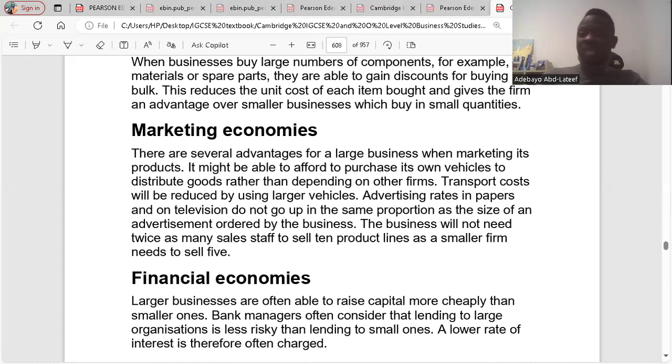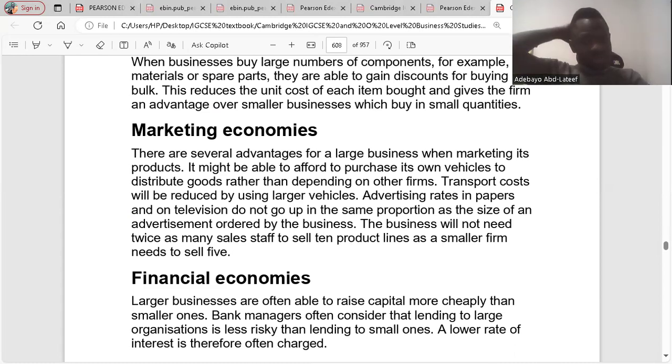There are several advantages for a large business when marketing its products. It might be able to afford to purchase its own vehicles to distribute goods rather than depending on other firms. Transport costs will be reduced by using larger vehicles. Advertising rates in papers and on television do not go up in the same proportion as the size of an advertisement ordered by the business. The business will not need twice as many sales staff to sell 10 product lines as a smaller firm needs to sell 5.